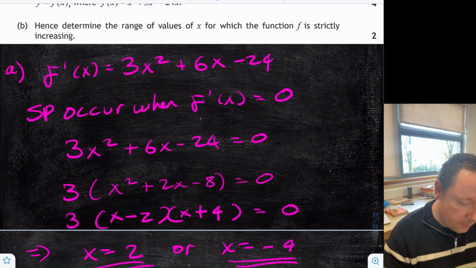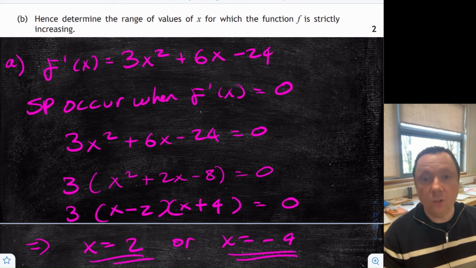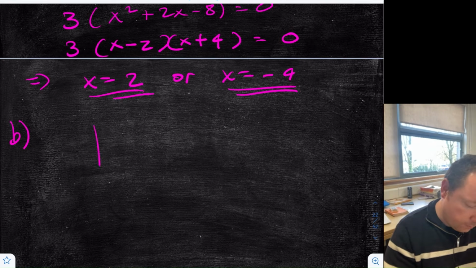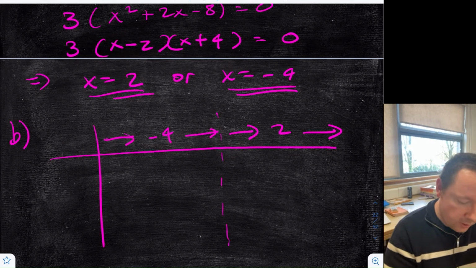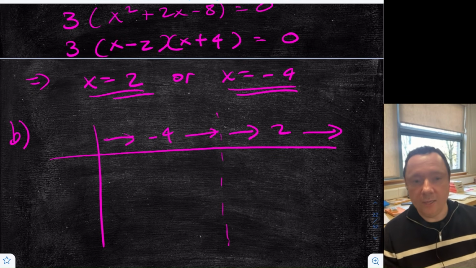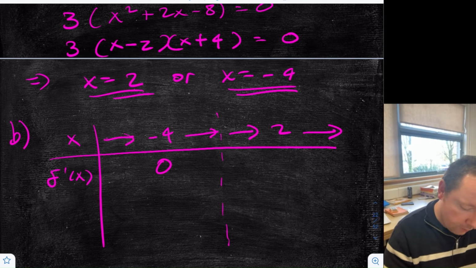Okay, part B. Determine the range of values for which the function is strictly increasing. So we need to work out when it's increasing, so we're going to do a nature table and work out that. So part B, using our nature table, we're going to go along in the vicinity of minus 4, and then we're going to do the same to 2, and then along. Notice I split this up into 2 turning points, just in case the function is not continuous here. That just saves me any bother. Okay, so that's my x. So my f dash x at this point, well, we already know that it's 0 at these 2 places.